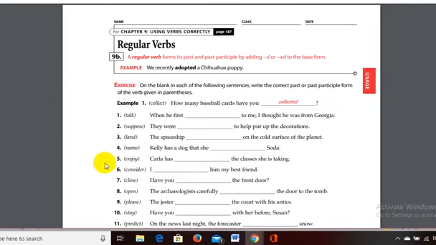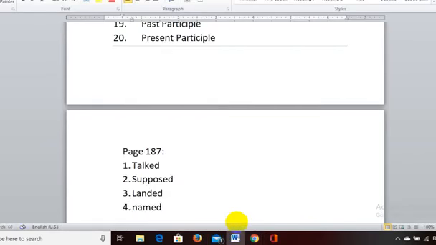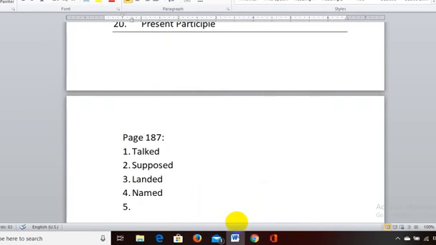Kelly has a dog that she soda. Let's use the verb name. That she what? That she named soda. Yes, we're just going to add the D because we have the E at the end. We're going to say named. Great job. Okay.